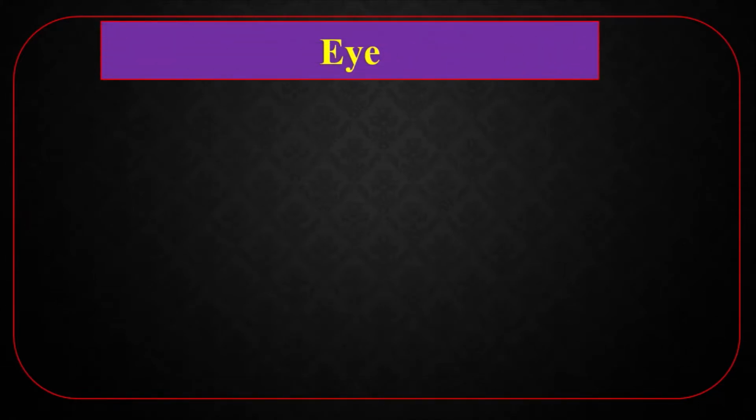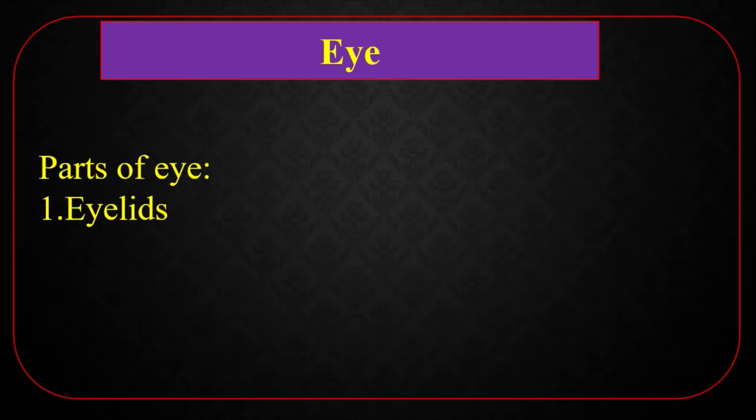Eye. Eye is one of the most important sensory organs of our body, which helps to see everything around us. Parts of eye. Number 1, eyelids. They are the outer covering of the eye. Eyelids can be opened and closed. They close to keep dirt away from the eyes.